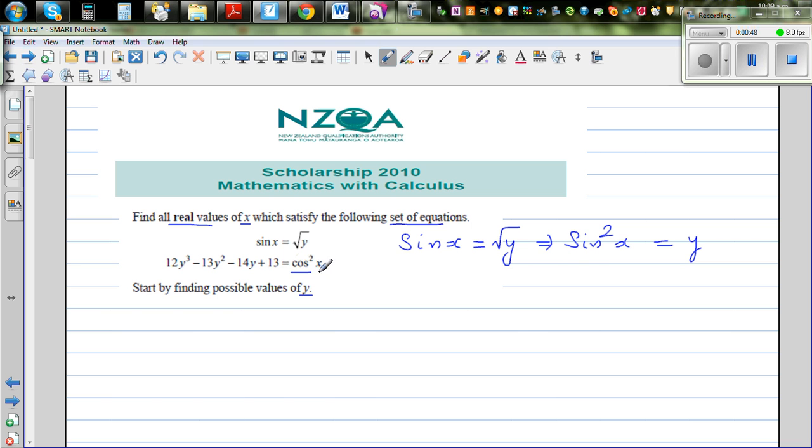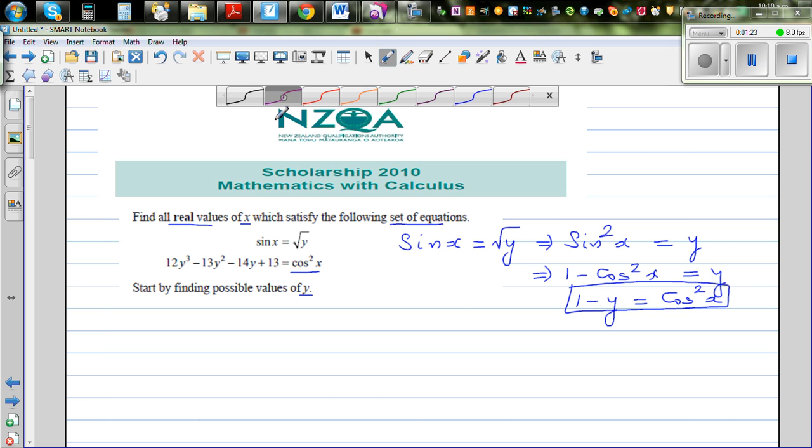I can see cos squared x here. I know this sine squared x can be written as 1 minus cos squared x, which is equal to y. And making cos squared the subject, I can say 1 minus y is equal to cos squared x. So the left hand side is in y, the right hand side is in x. So cos squared x can be replaced by 1 minus y.